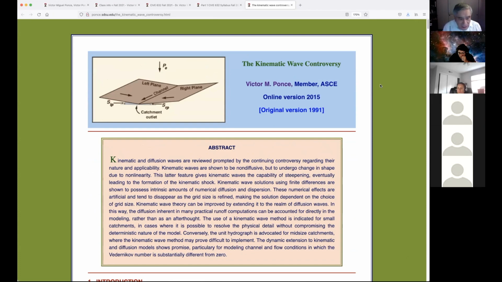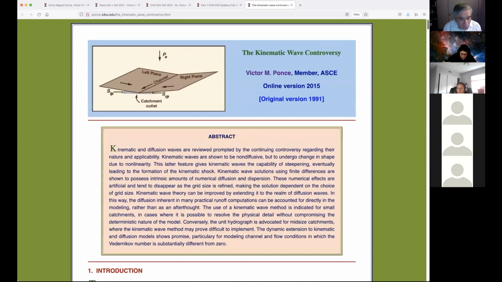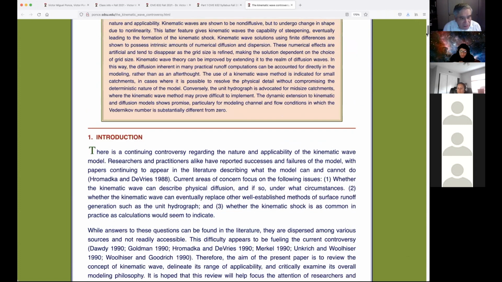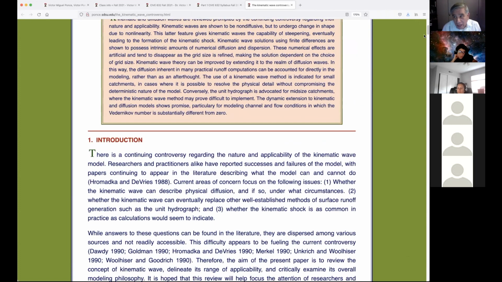And in 1988, these two people, who are well known in the field, Hromadka is a very well-known consultant at the time, 1988, and even to this date, I believe he's still practicing. De Vries, also a very well-known gentleman, and they kind of endeavored to write about the error of the kinematic wave. So I thought that perhaps that was a mistake and there was some confusion.